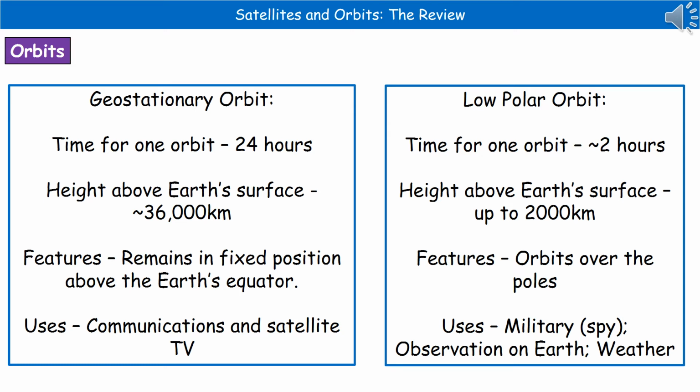Because they've got a 2-hour orbit and they pass over a different position of the Earth's surface, what we can do is pick up a lot of information about those areas and create these bigger pictures.